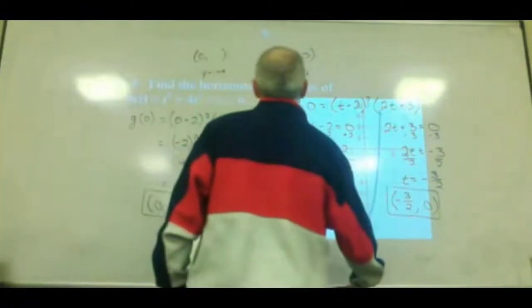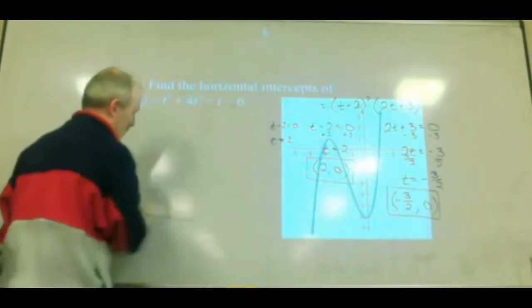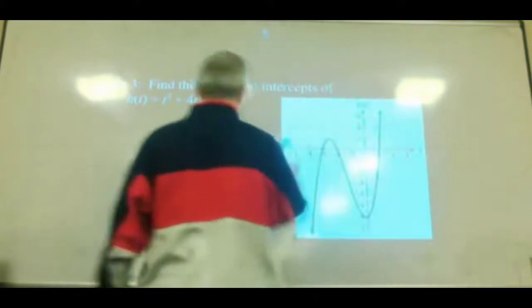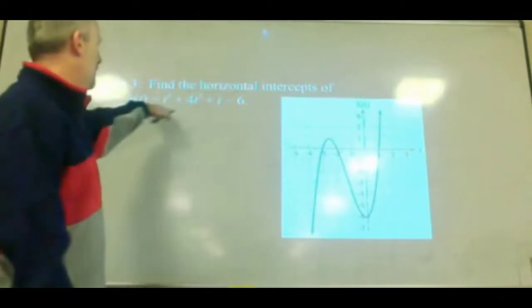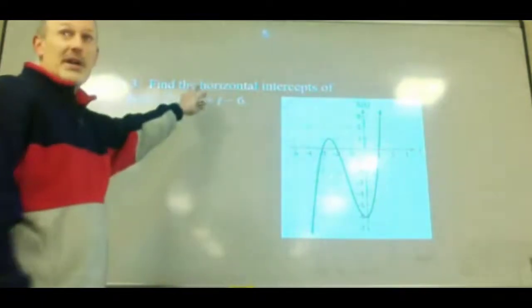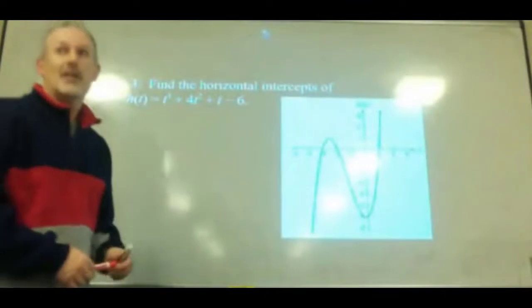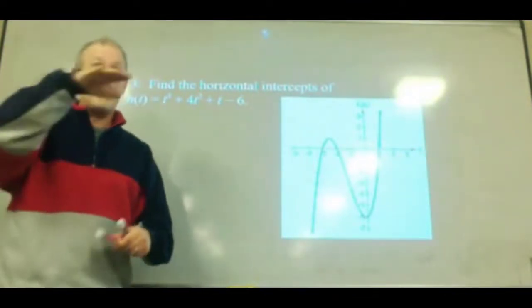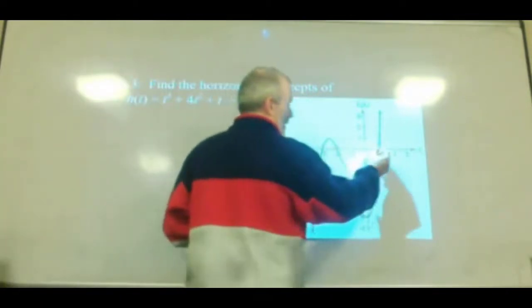All right, let's look at this one. So this one says, find the horizontal intercepts of this function. And we're not going to do it algebraically this time. We're going to look at the graph, right? So where are we going to look to find these horizontal intercepts? Okay, but where did you look to find them? How do you know they're there? Yeah, on the x-axis. So it's just where it crosses. So it's going to be here, and here, and here.